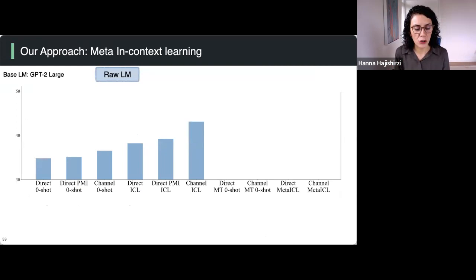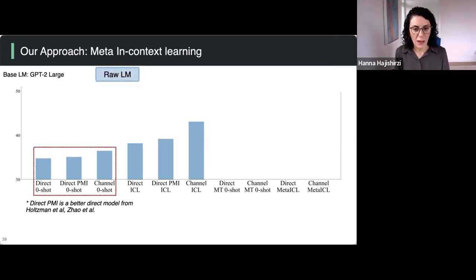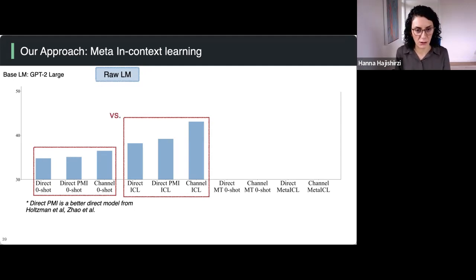I will first show results of our baselines. The first set of baselines are raw language models that are not meta-trained. The first 3 baselines are zero-shot methods that do not use any training data. And the next 3 bars are some sort of in-context learning that use the few examples. As expected, in-context learning overall is better.